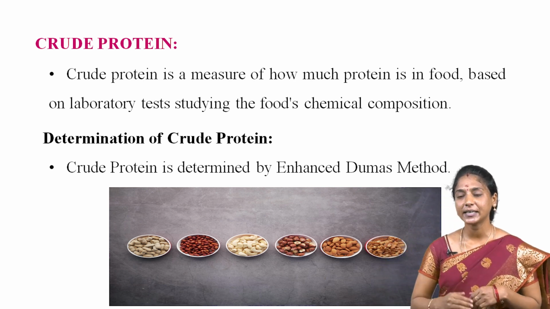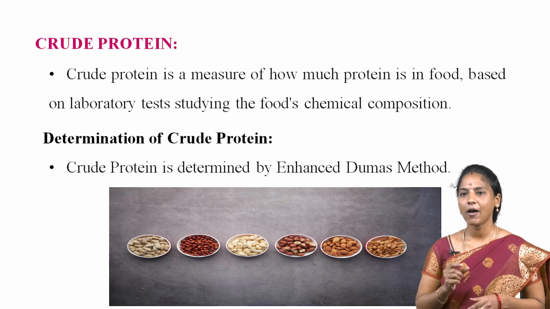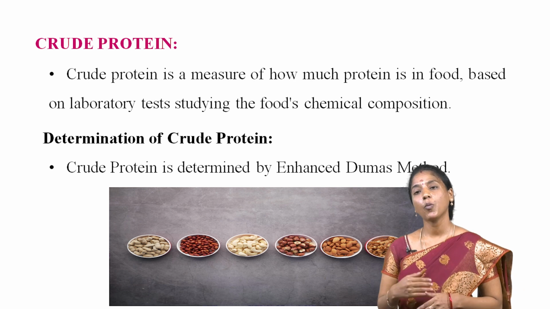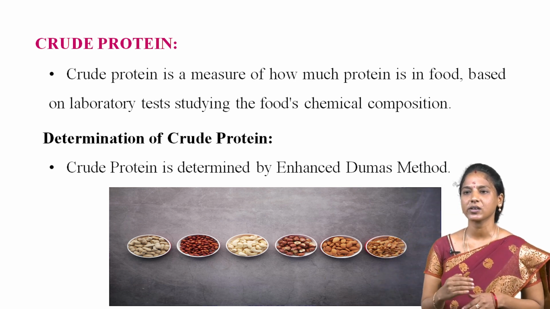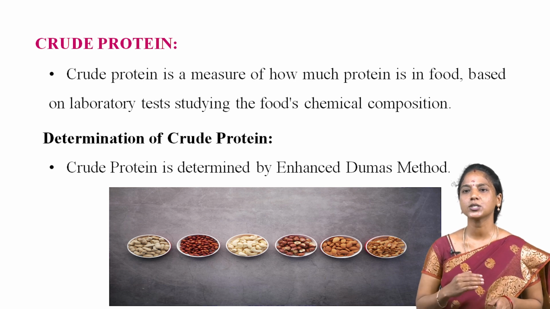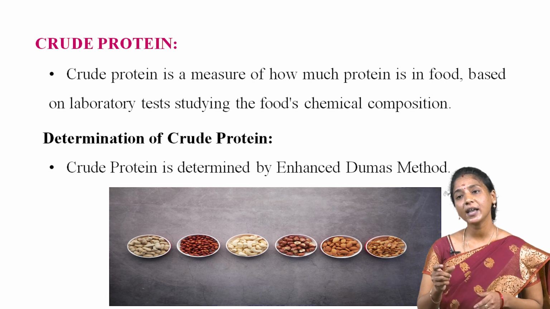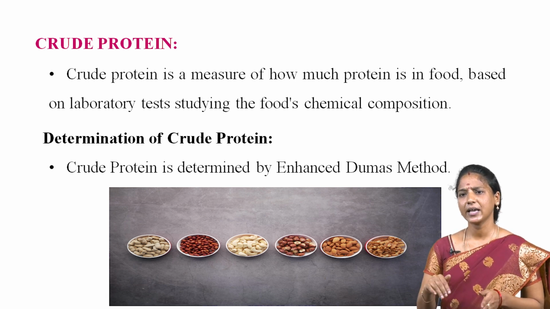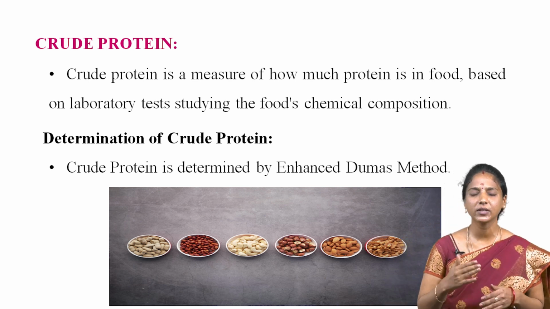The crude protein is determined by the Dumas method. In this method, samples of known mass are combusted in a high temperature chamber, about 900 degrees Celsius, in the presence of oxygen. This leads to the release of carbon dioxide, water molecules and nitrogen. The carbon dioxide and water molecules are removed by passing the gases over special columns that absorb them.